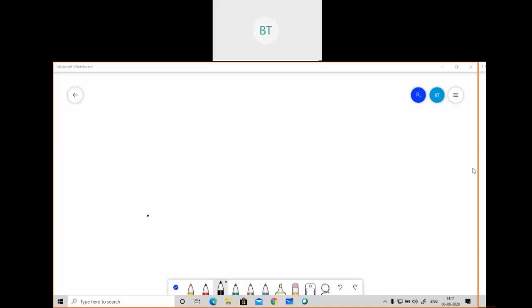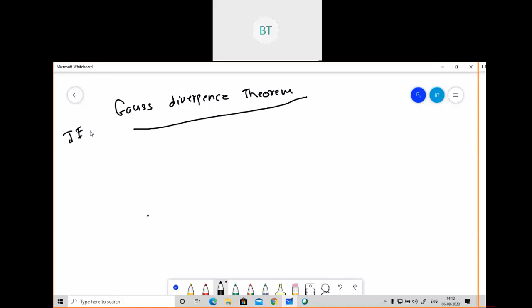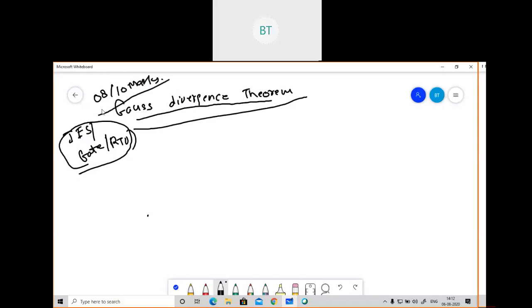We will see what is Gauss divergence theorem. From Gauss divergence theorem, one question always comes in the IES paper, in GATE, or in RT. Every time there is one question from this Gauss divergence theorem, and it carries 8 to 10 marks. The question is descriptive type, and you need to solve all these problems. It is actually not tough.